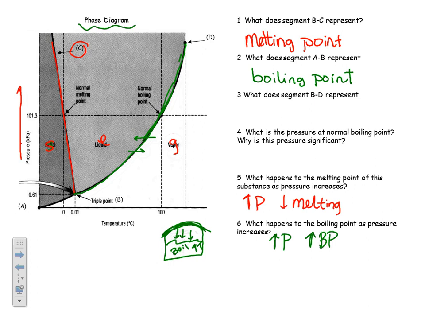So segment BD represents boiling point. Segment AB, way down here, a teeny little segment. That's the phase change. That's where the solid is going directly to the gas, or the gas is going directly to the solid. So that represents sublimation point.